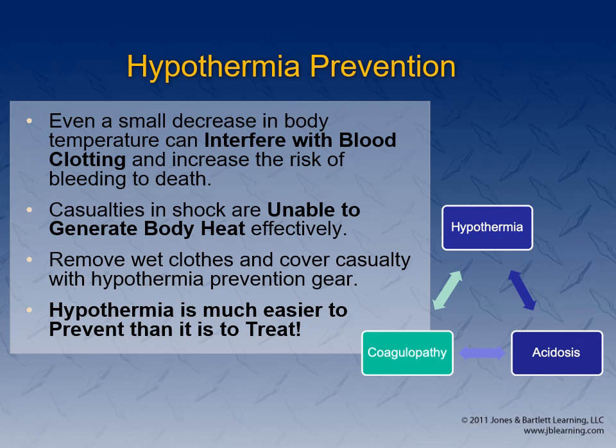Even small decreases in body temperature will interfere with blood clotting. So this is the one that we can make an impact on, right? We can't really change people's pH that well. We're not going to be giving bicarb for this kind of stuff. We can make sure they're breathing and ventilating. That's the important thing, all right?